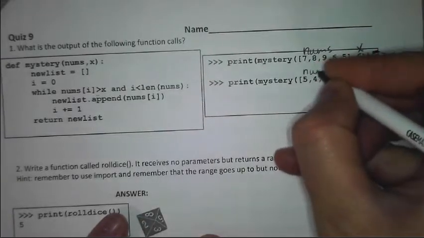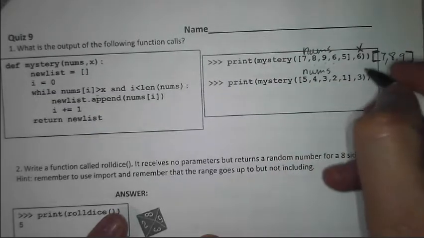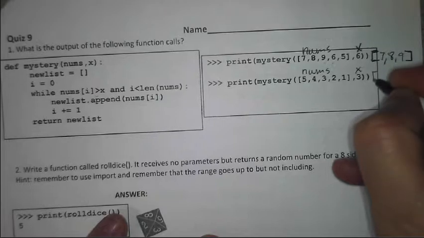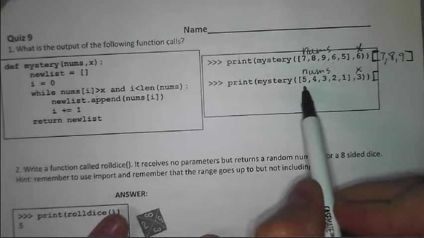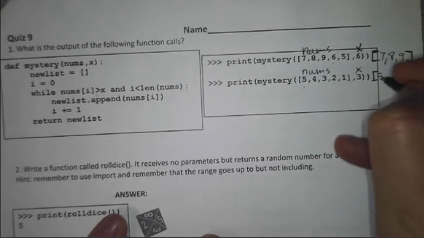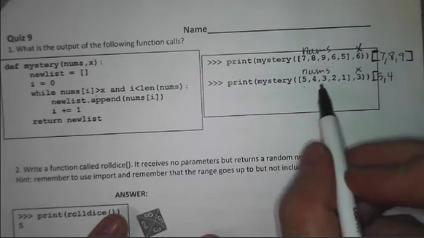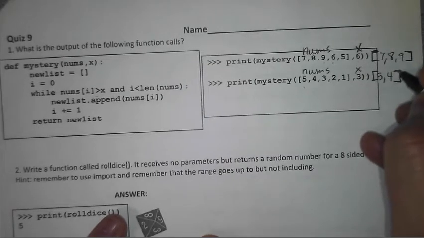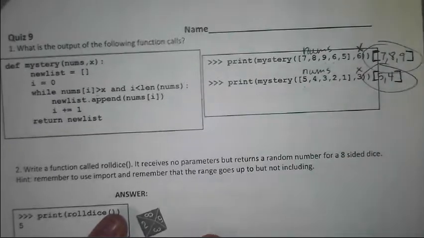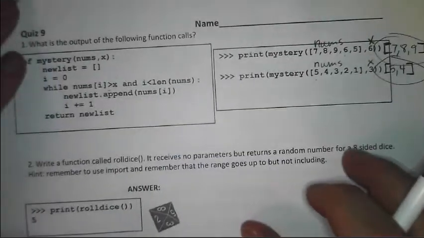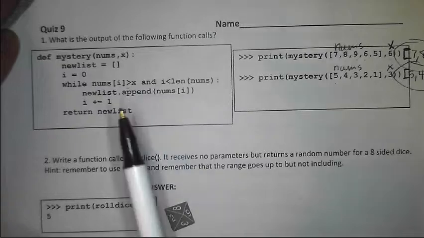Okay. Next call to mystery. Nums list is 5, 4, 3, 2, 1, and the x value is 3. So this time, well, same thing. 5 is greater than 3, so that's going to get added to the list. 4 is greater than 3, so that one gets added. But 3 is not greater than 3. So it will return the list 5 and 4. Okay. Very similar, almost exactly the same as quiz 8, except it was greater than x this time.